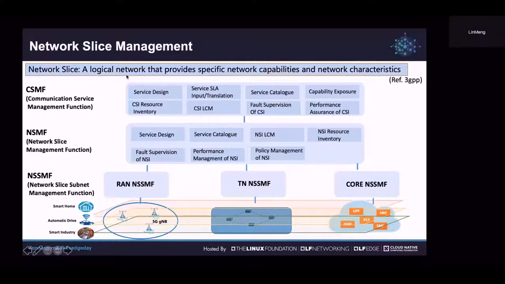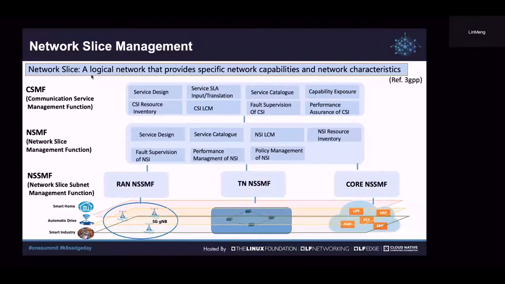3GPP has defined what a network slice is. A network slice is a logical network that provides specific network capabilities and network characteristics. This is also one of the key features of 5G. The essence of network slicing is to be able to effectively cater to a diverse set of use case categories and customers in an optimal manner.